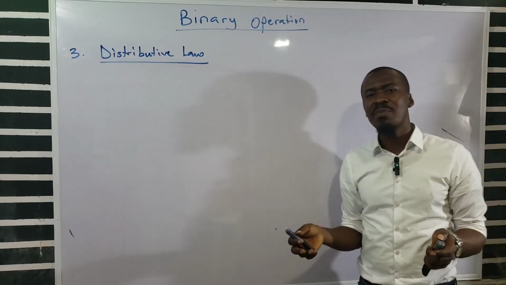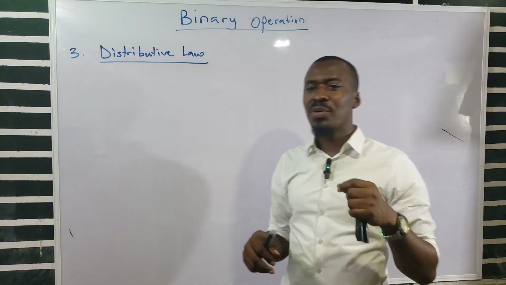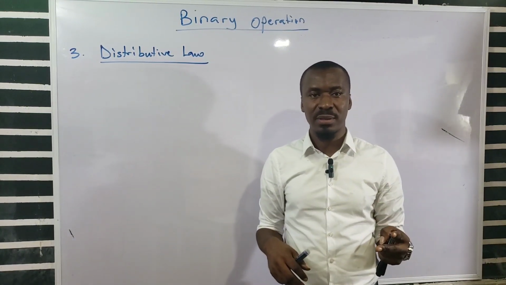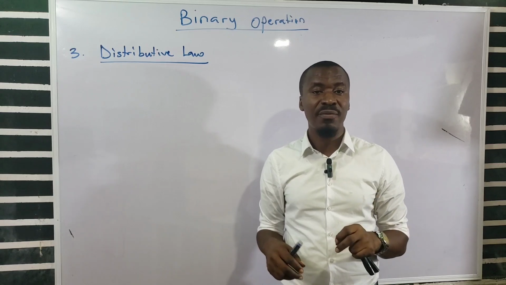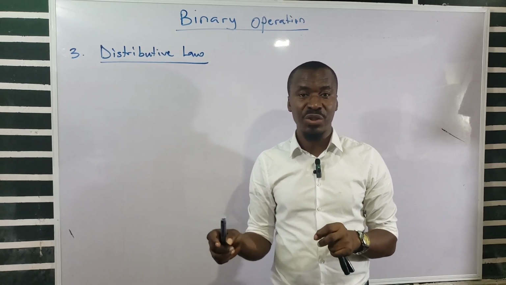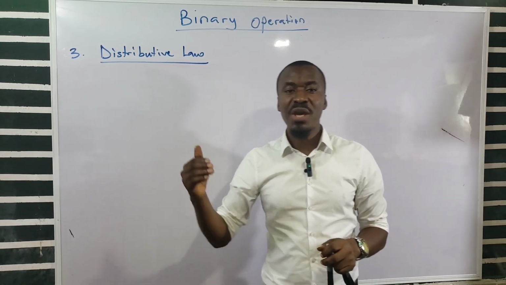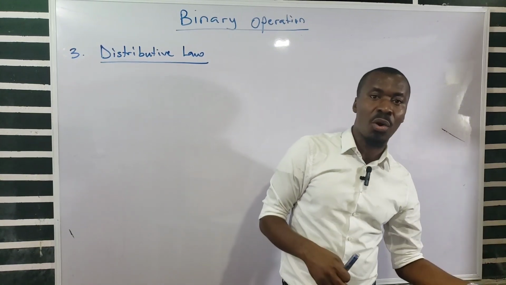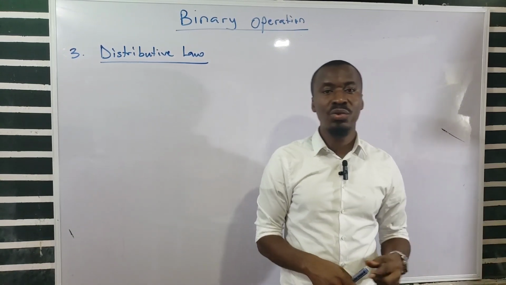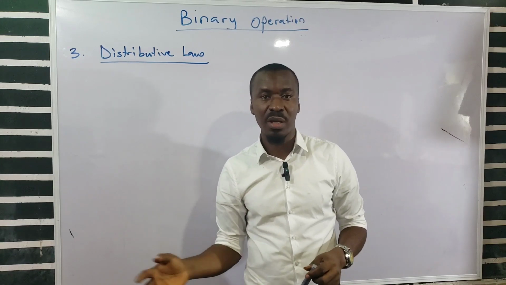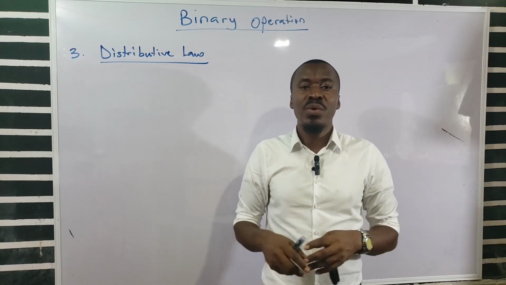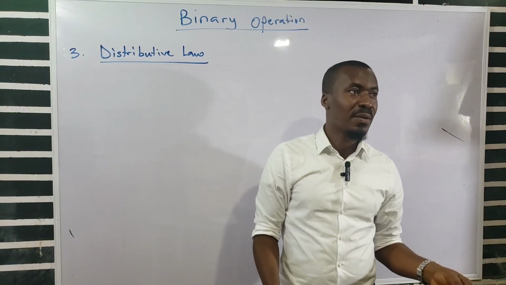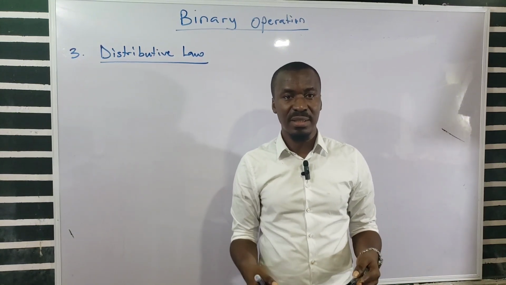Now, what do we mean by distributive law? In distributive law, we are going to have two binary operations. That means we're going to have two different rules of combination. Now, we check if this operation is going to distribute over this one, or if this one is going to distribute over this one. So when such happens, we say that this operation distributes over this one under a given set.